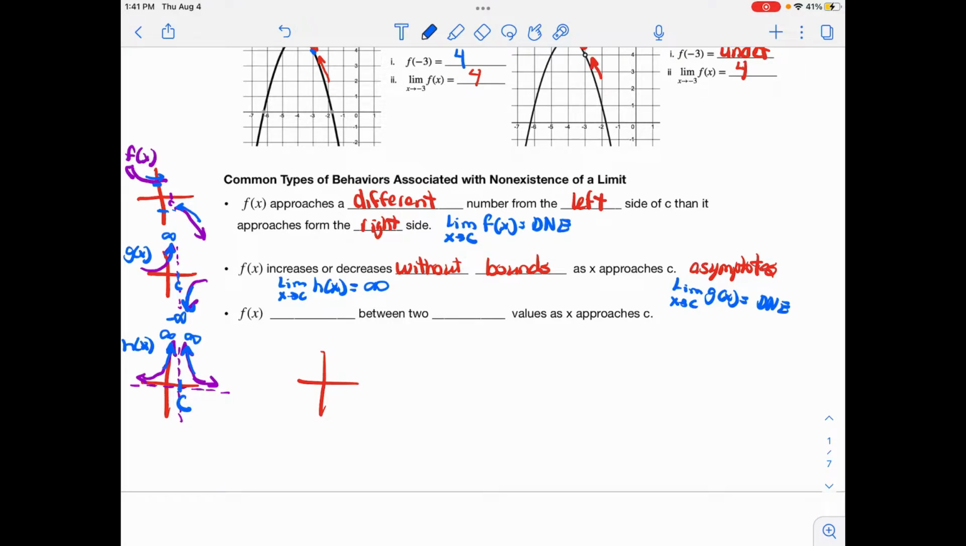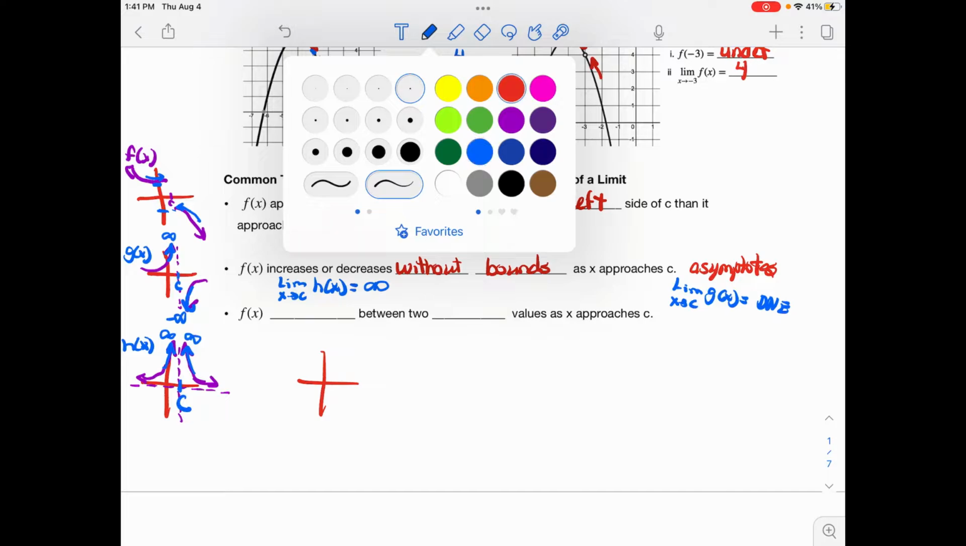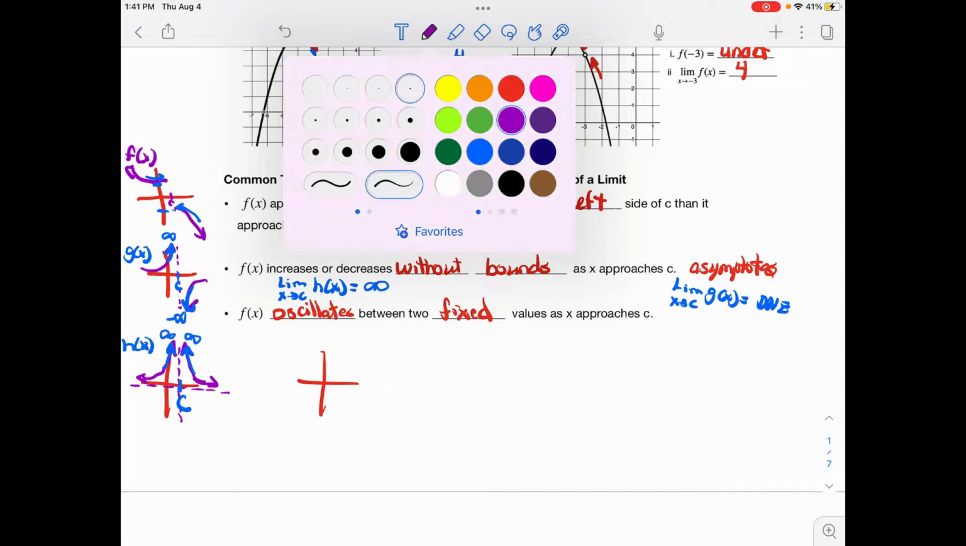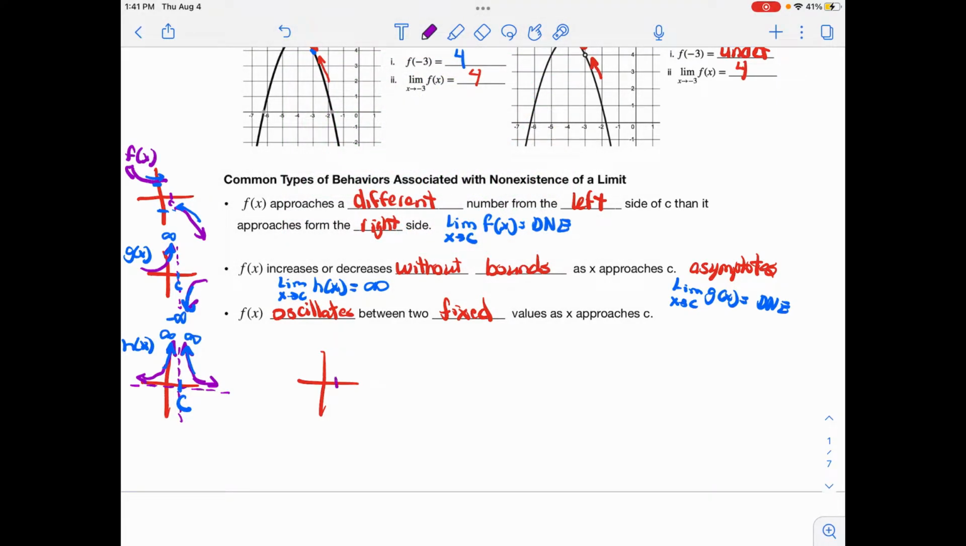All right, the last way that the limit does not exist that we will focus on is if f of x oscillates between two fixed values as x approaches c. Let me show you what this would look like on a graph. Here again, this is our c value. If we have a function that goes like this and then bounces back and forth, it might go back up or it might taper off, but around this interval of c here, it's bouncing back and forth at a fixed height.